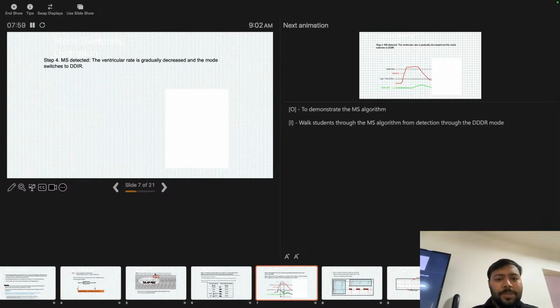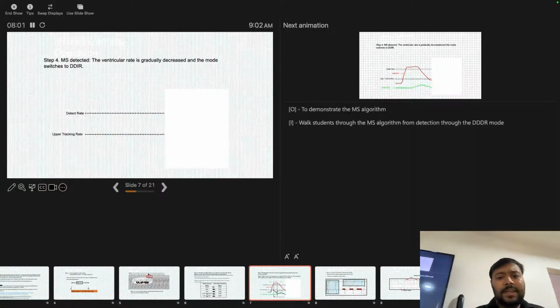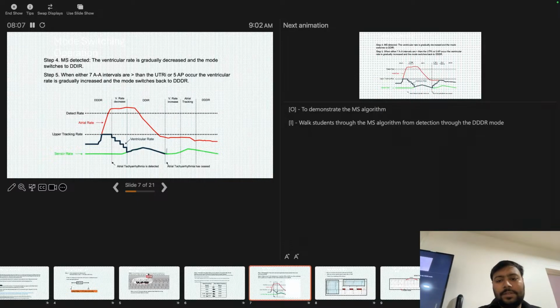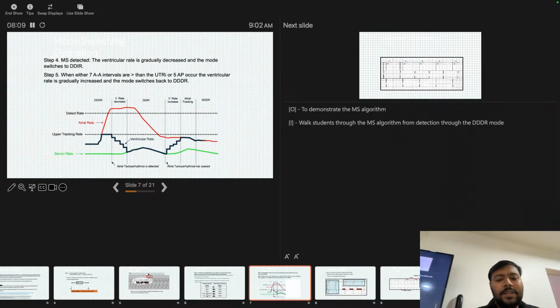The fourth step, after the mode switch detects the ventricle rate, is that it will continuously track the ventricle rate. Here you can see it all in a single schematic of intervals. The sensor rate is here, and the upper tracking rate. The atrial rate increases, then the ventricle rate is limited to the upper tracking rate.